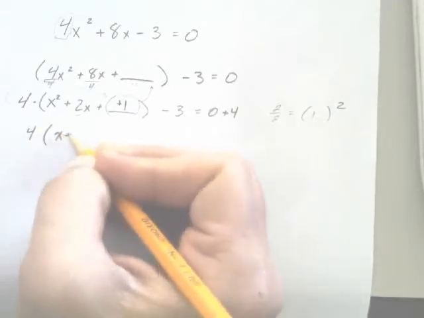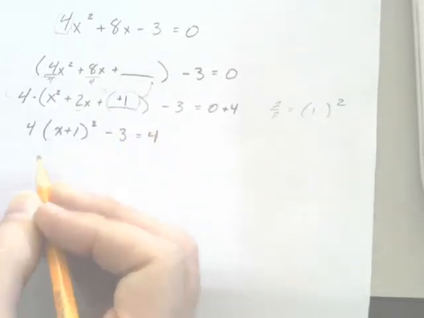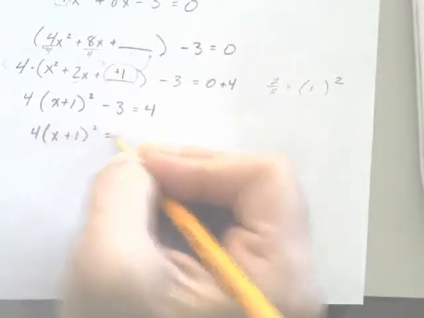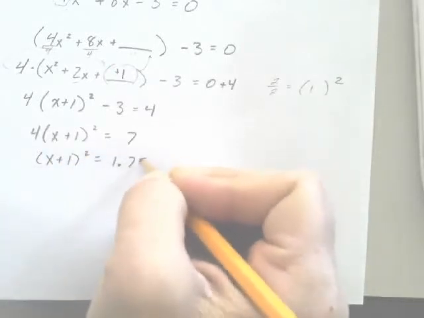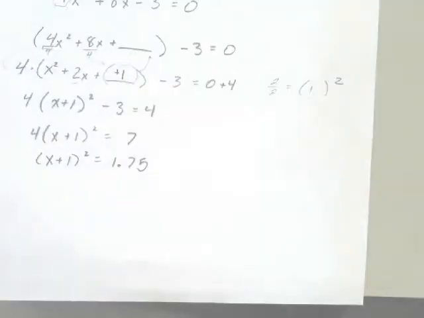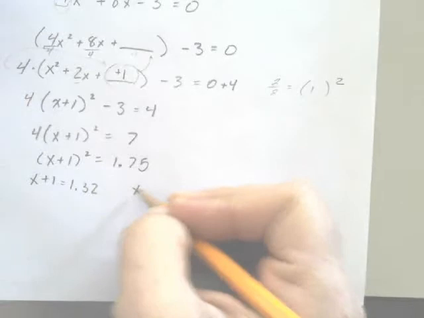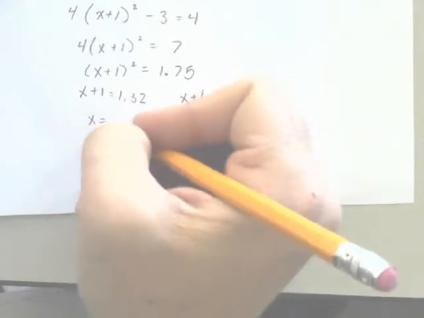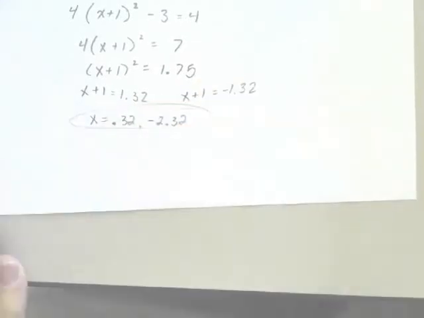Now I'm going to factor my perfect square trinomial. And now that I just have one x in my problem, I'm going to solve it using radicals. So I'm going to use my calculator to take the square root of 1.75. So I'm going to get x plus 1 equals 1.32, and x plus 1 equals negative 1.32. Subtract 1, x is 0.32, and x is negative 2.32. So those are my two answers.